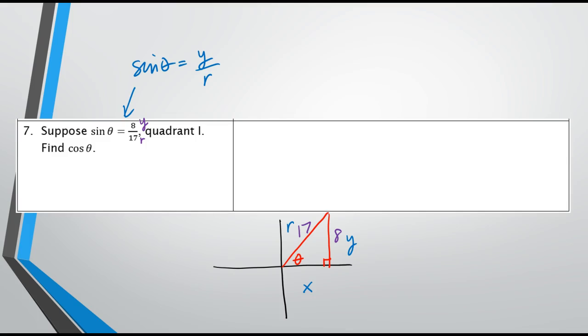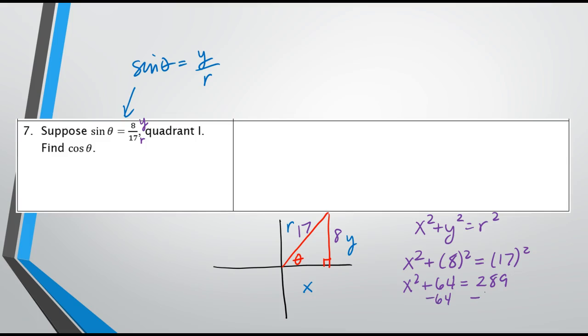So in order to find our x value, we're going to use the Pythagorean theorem. So we're going to use that x squared plus y squared equals r squared version of the Pythagorean theorem. So my x is what I'm looking for, y is 8, and then r is 17. So I would have x squared plus 64 equals 289, and then if I subtract 64 from both sides, I'm going to see that x squared equals 225, and then if I take the square root of both sides, x will equal 15. So I'm going to fill that in on my triangle.